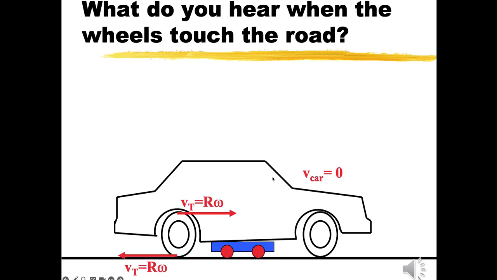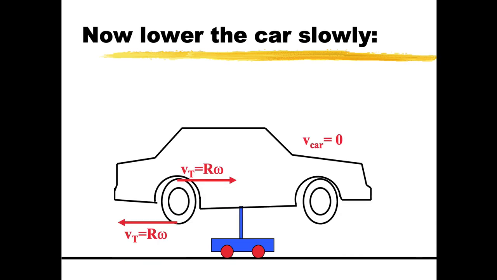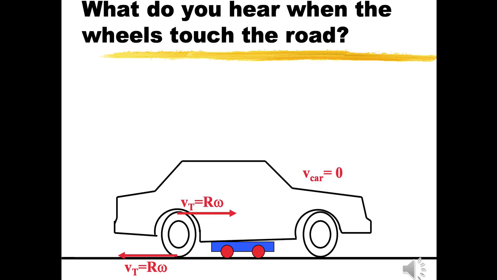I don't know if you heard that. But if that wheel is spinning like crazy and then I bring the car in contact with the ground, it's going to spin out. It's going to skid out, as the tire grinds against the pavement. And the whole car is going to try and jump forward, right?